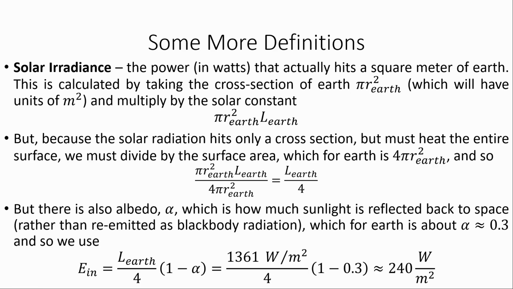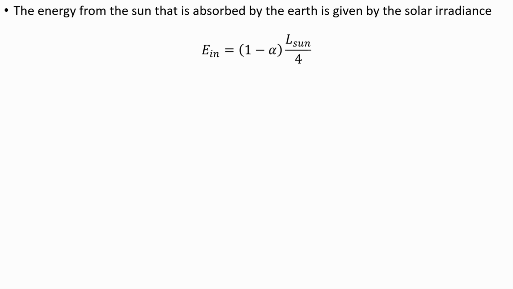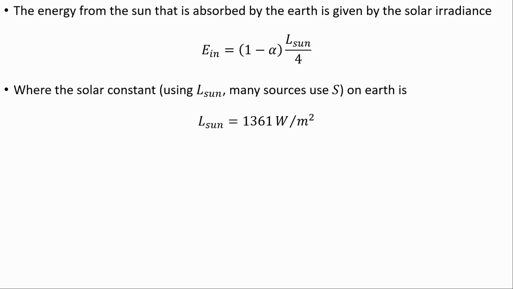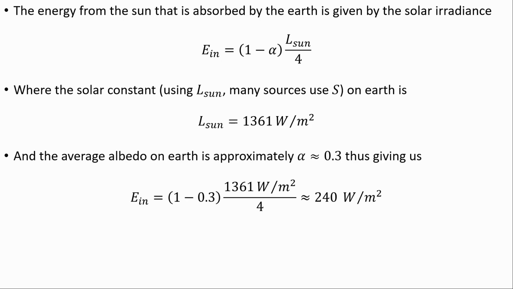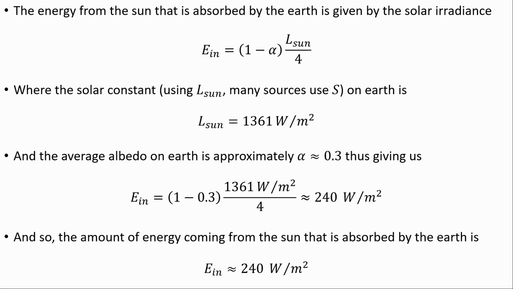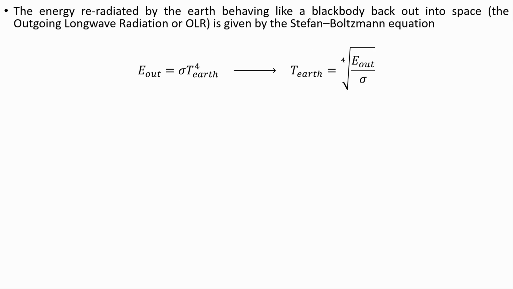So we saw before that the solar irradiation is not completely uniform over the entire planet, so this is just an average, but on average we see that we do get about 240 watts per square meter. So what we've seen so far, we used this equation here to find out how much energy is actually coming in. We use the solar constant here, which is the L sub sun. We use this equation, we plug that in, and we get 240 watts per square meter. And so the amount of energy coming from the sun that is absorbed by the Earth is 240 watts per square meter. But now we want to think about what's called the outgoing longwave radiation.